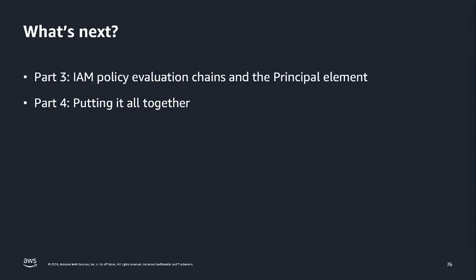Next up, we have part 3, where we deep dive on the principal element. We'll also introduce policy evaluation chains, which will help you understand how the different IAM policies factor into the authorization result. In part 4, we'll put everything together and we'll walk through an authorization request start to finish.